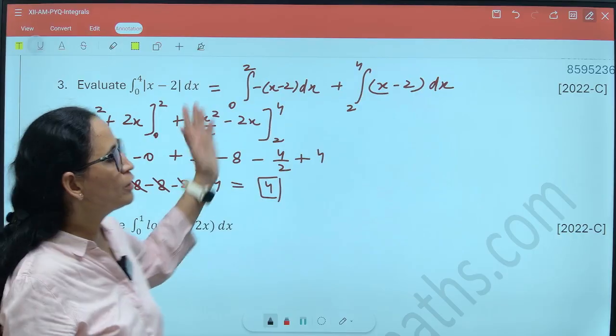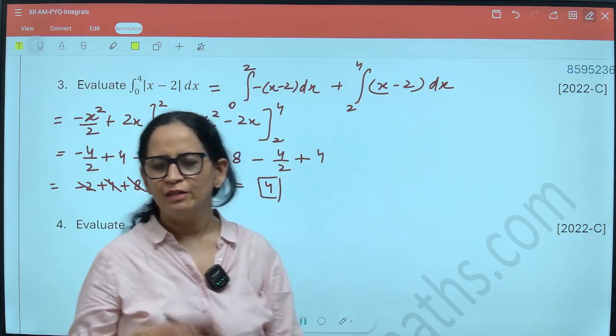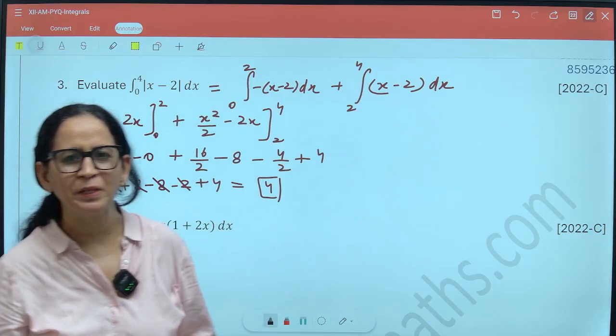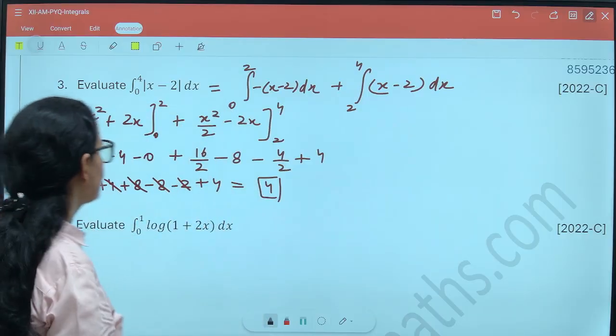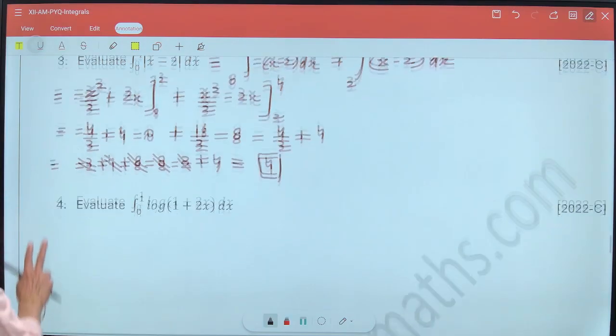Now this question uses properties of definite integrals, even though this is not part of the syllabus for session 2025-26, but it was just a very small question on a modulus function, so that's why I took it. So let's move to the next question.